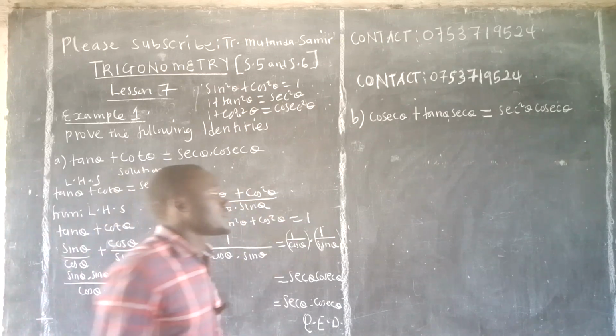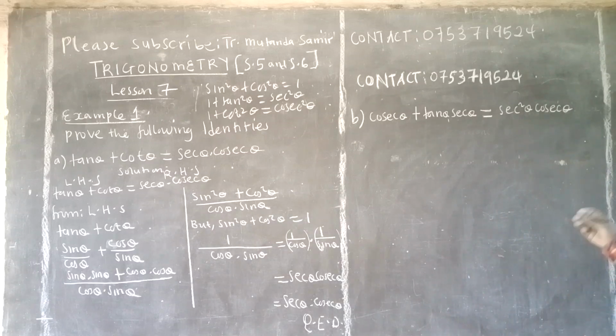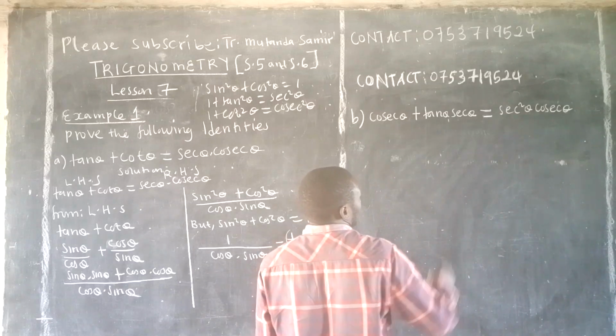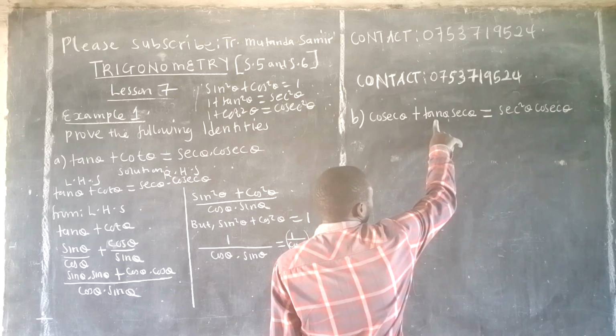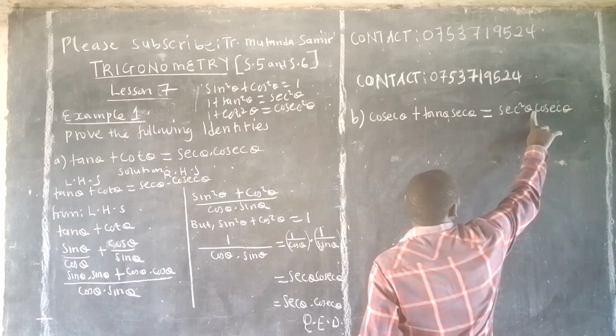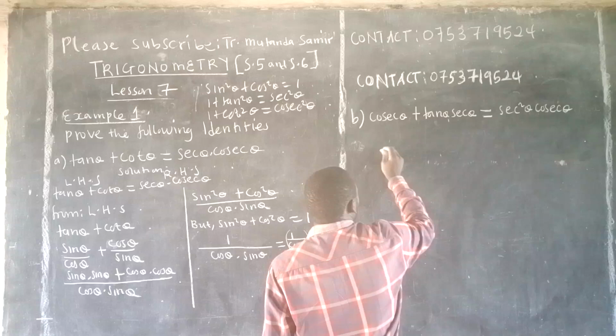Okay. Let's now see the second proof. They are saying cosec theta plus tan theta sec theta equals sec squared theta cosec theta. Now what we're going to do here, you realize that where we are going, we don't have anything like tan. And two, here we don't have a plus, but we have a plus here. So what will you do? Let's have this in fraction form.